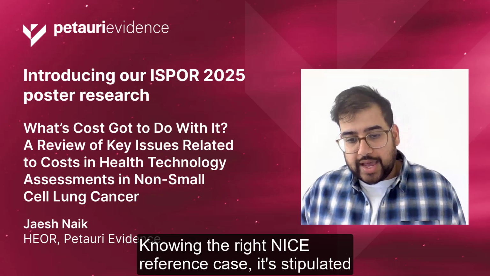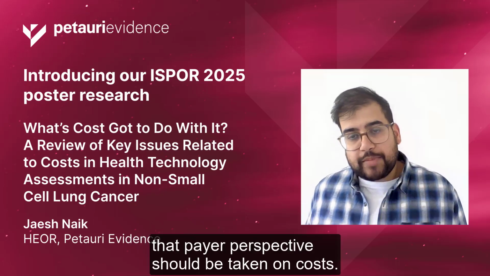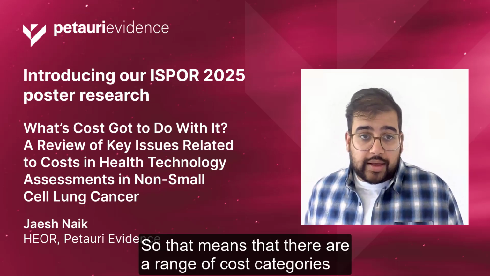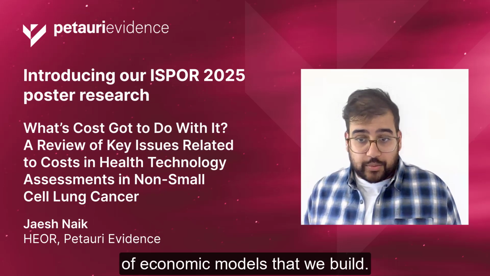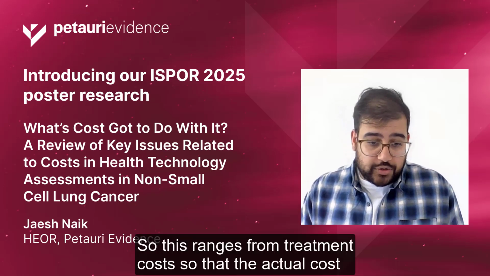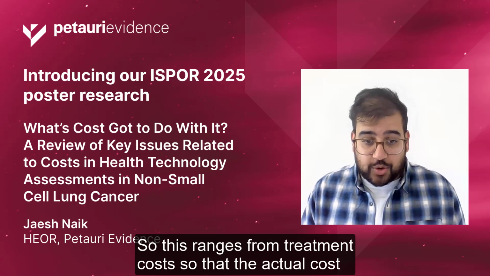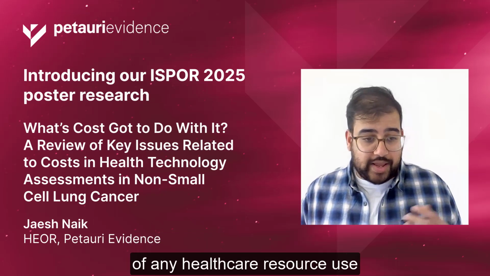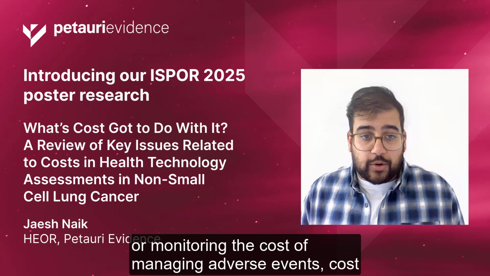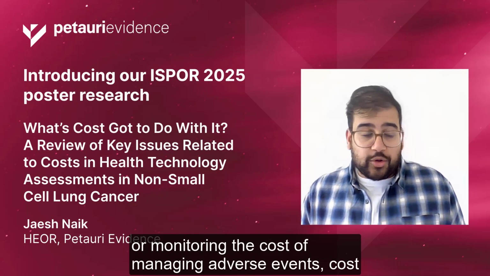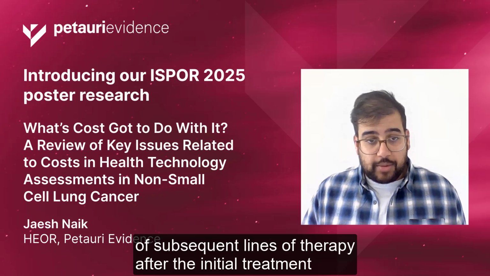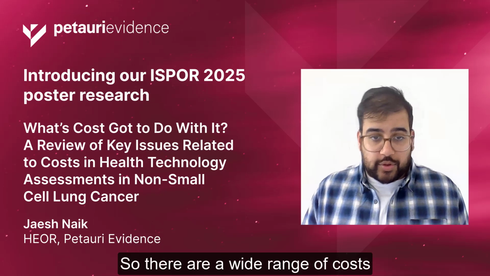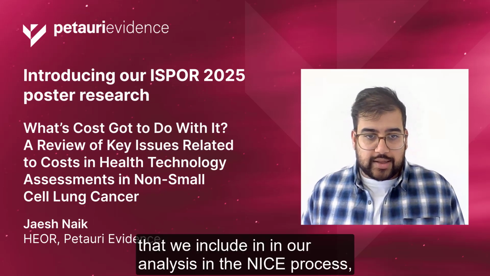Now, in the NICE reference case, it's stipulated that a payer perspective should be taken on costs. So that means that there are a range of cost categories that are included in the types of economic models that we build. This ranges from treatment costs, so the actual cost of the drug as you'd expect, but also the cost of administering the drug, the cost of any healthcare resource use or monitoring, the cost of managing adverse events, costs of subsequent lines of therapy after the initial treatment, and also costs of care at the end of life. So there are a wide range of costs that we include in our analyses.